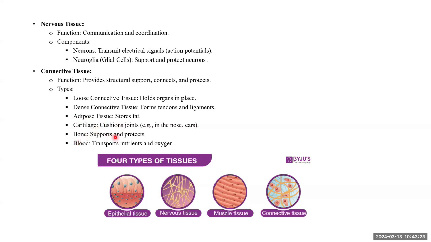Next is bone, it supports and protects. The next is blood. Blood is also connective tissue as it transports nutrients and oxygen and conveys excess waste to the relevant organs to get rid of them. This is epithelial tissue. These look like this under the microscope. This is nervous tissue. They look like this mesh of things. This is muscle tissue. They look like these straight fibers. And this is connective tissue, random threads of collagen protein. And in between, there are connective tissue cells present.